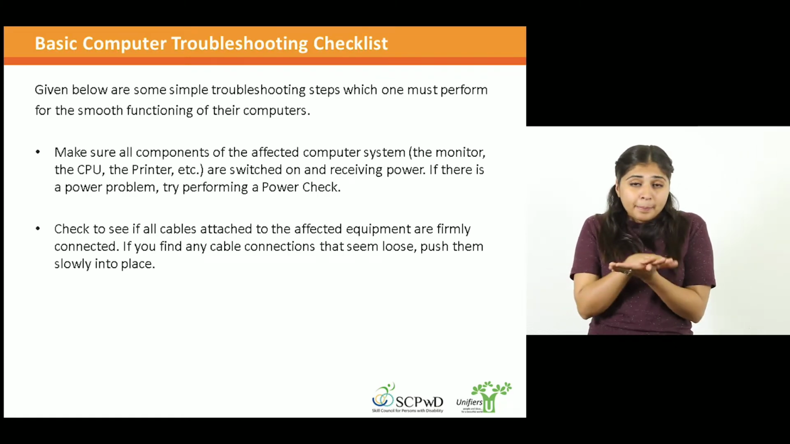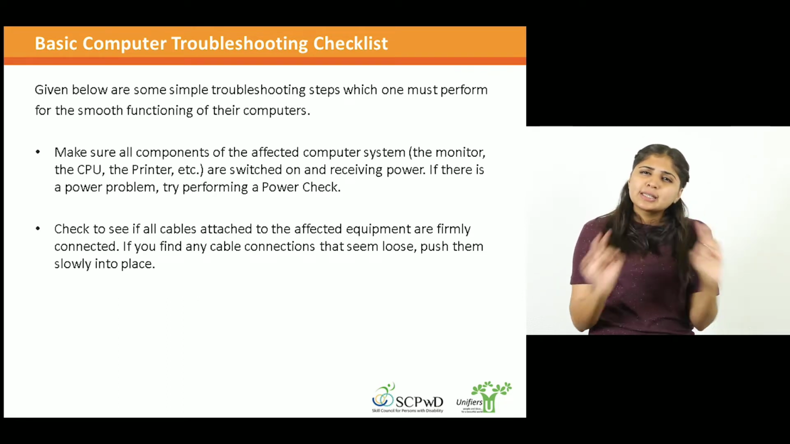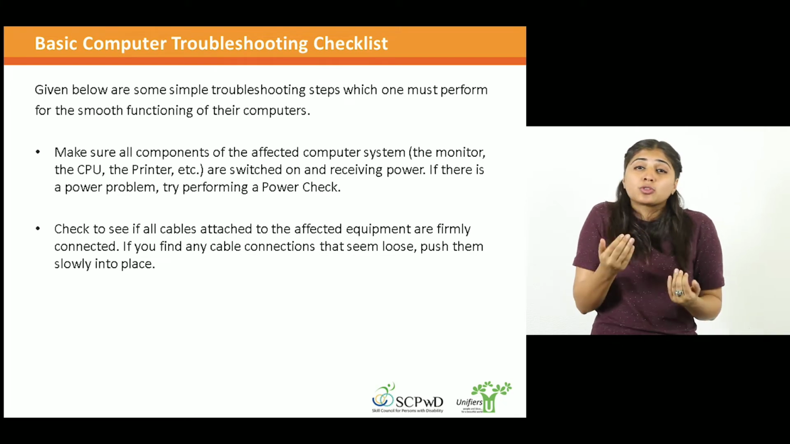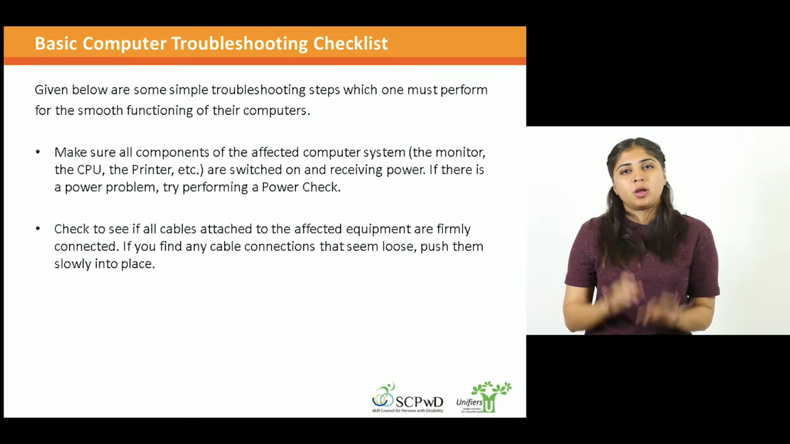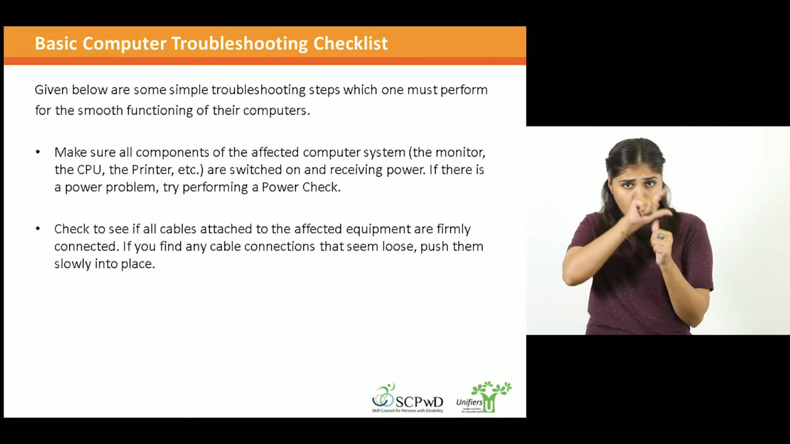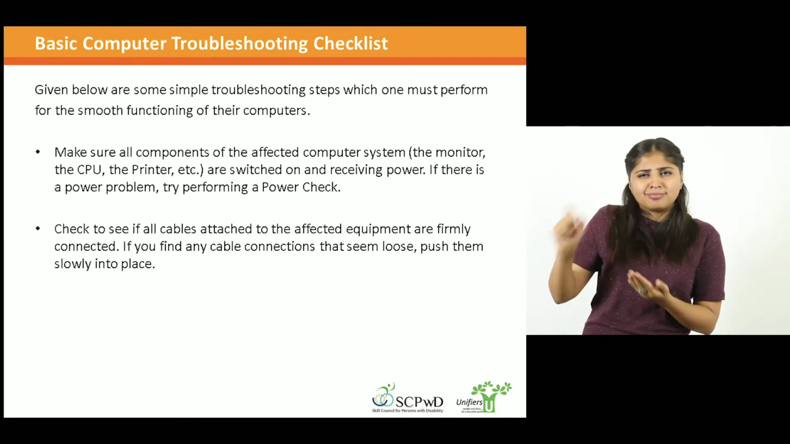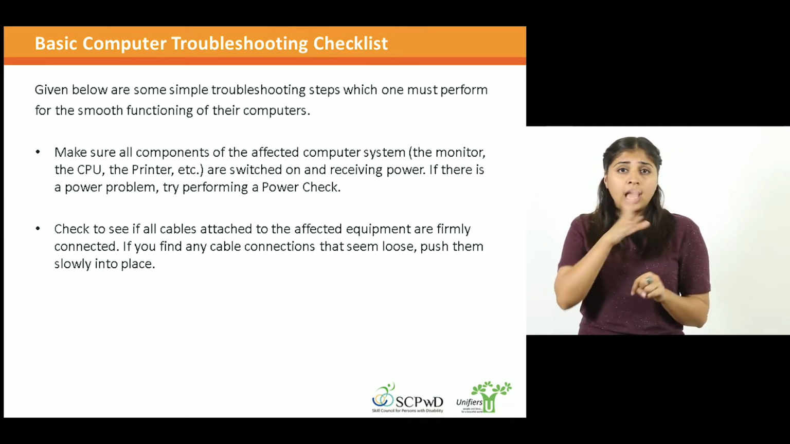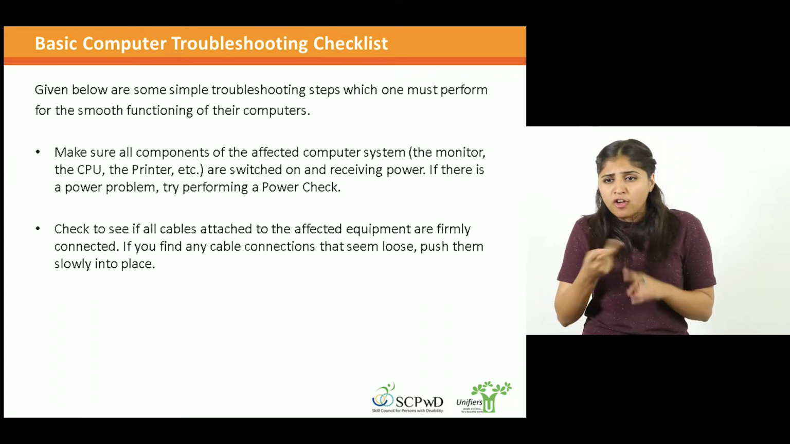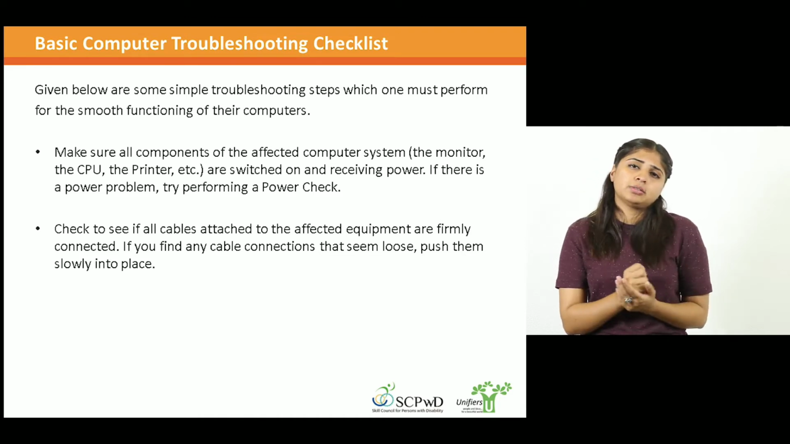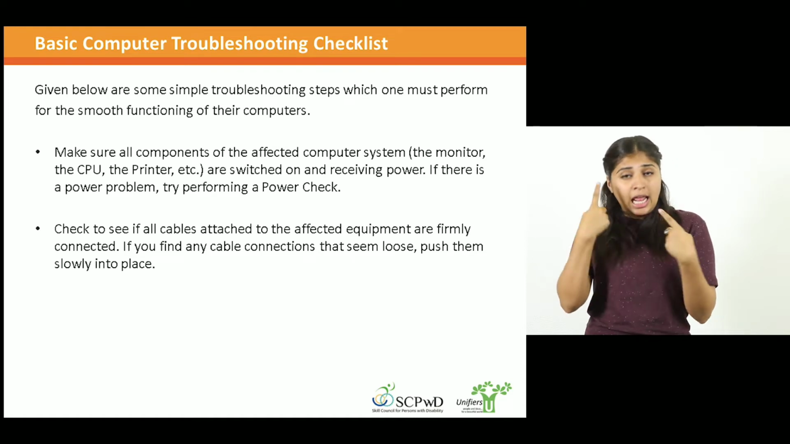Basic computer troubleshooting checklist. Given below are some simple troubleshooting steps which one must perform for the smooth functioning of their computers. Make sure all components of the affected computer system, the monitor, the CPU, the printer, etc. are switched on and receiving power. If there is a power problem, try performing a power check. Check to see if all cables attached to the affected equipment are firmly connected. If you find any cable connection that seems loose, push it slowly into place.